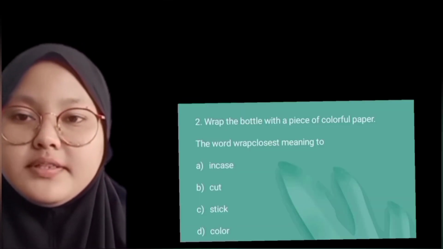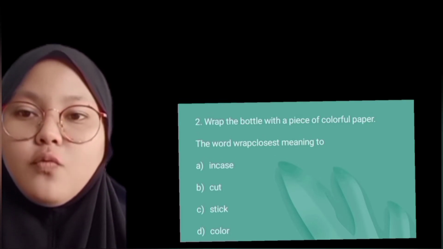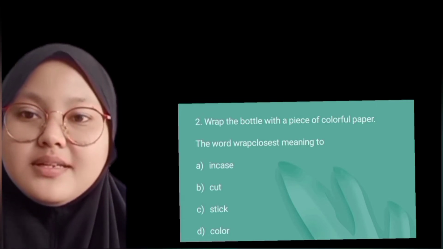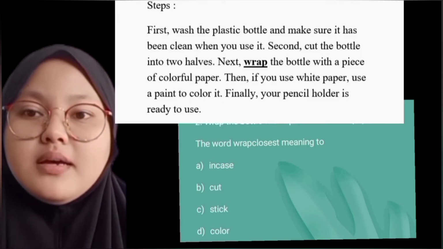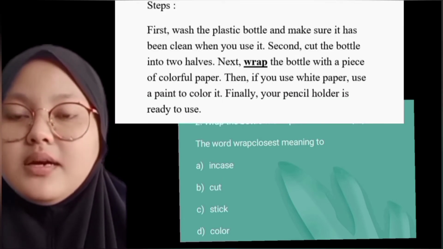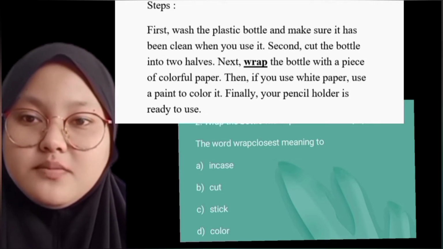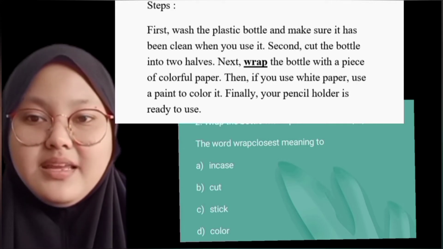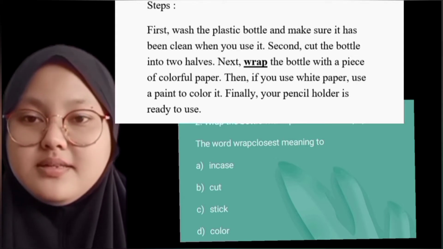We continue to the second question. The question is, wrap the bottle with a piece of colorful paper. The word wrap is closest in meaning to... There are some choices in these questions. To answer these questions, we can see the choices one by one. The choice color is not closest in meaning to wrap. The word with the closest meaning to wrap is A, encase. So we can choose the correct answer, A.